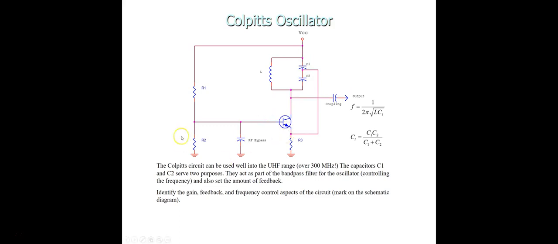The answer is, you will notice this amplifier is a common base amplifier, and a common base amplifier produces no phase shift. So we can say that there will be no phase shift produced by this circuit, as well as no phase shift produced by this circuit. So the total phase shift around the loop is basically 0, and this is a positive feedback, so the circuit will actually oscillate.